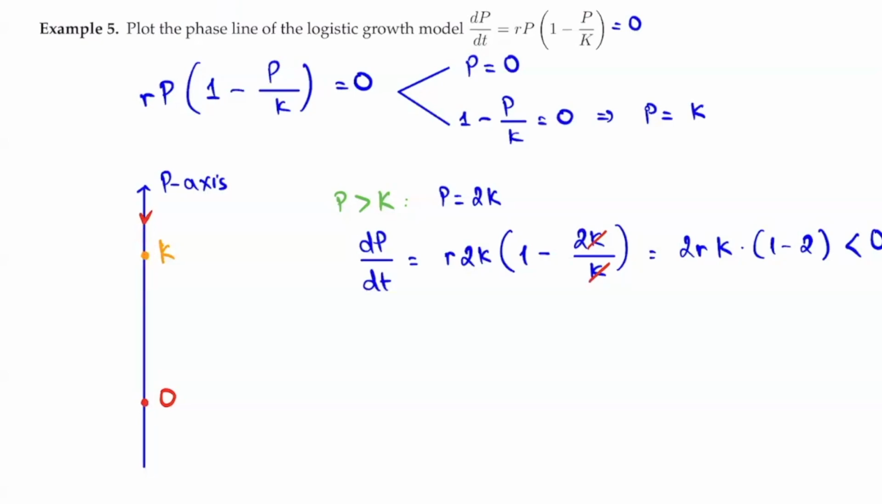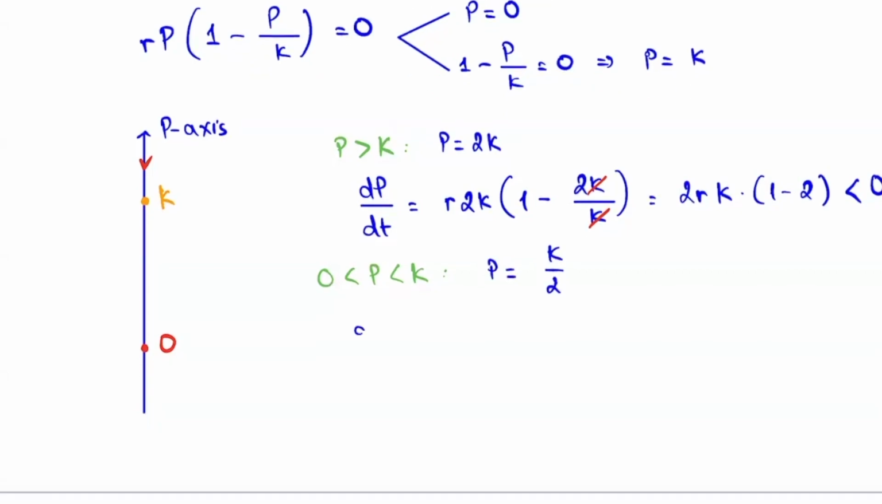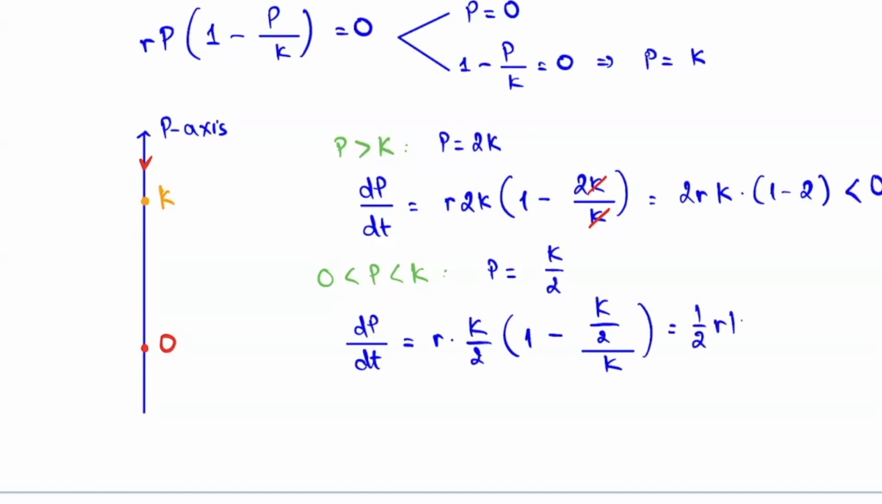Now for the second interval, from 0 to k. When p is between 0 and k, what do you have? You can choose p to be k over 2. So dp/dt equals r times k over 2, because again p is equal to k over 2, times 1 minus k over 2, all over k. And this gives you 1/2 r times k times 1 minus 1/2.